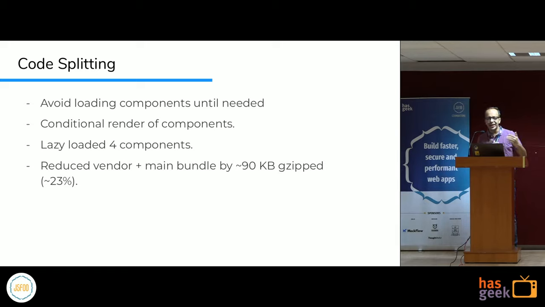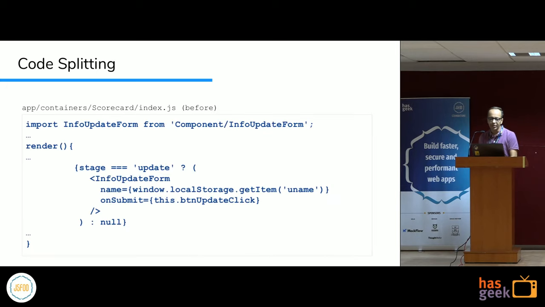The way to go about identifying these opportunities is to look for conditional rendering of components. In our case, we'll look at an example to understand how that happens. Here we lazy loaded four components, so we benefited from it at four different places. We got our total reduction by 90 KB GZIP. This was pretty decent, 23%, that's about a quarter of the size, so yeah, pretty helpful. So we'll look at one of the examples of the code splitting that we did to understand how it can be used. So this is how our code looked before doing the code splitting.